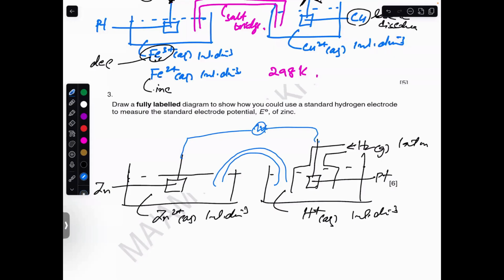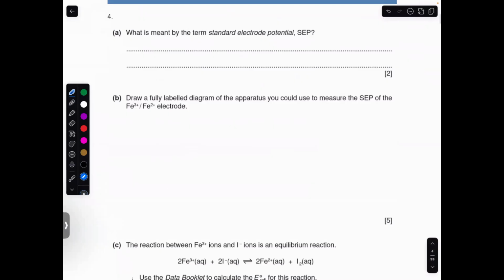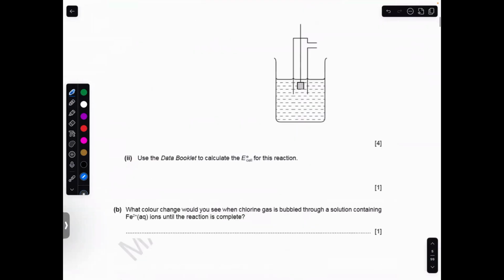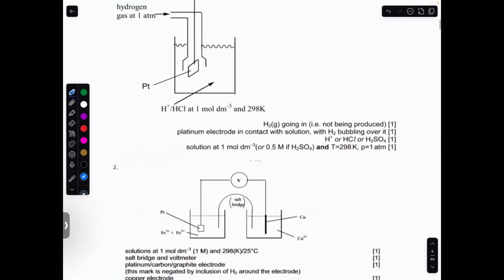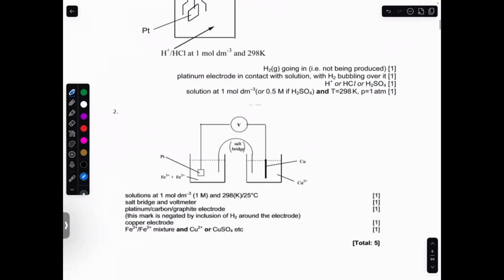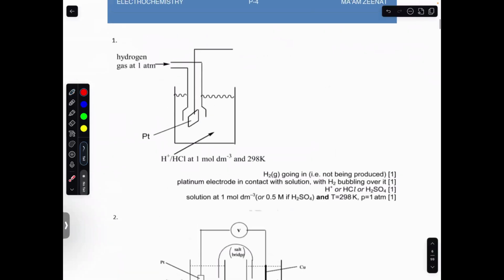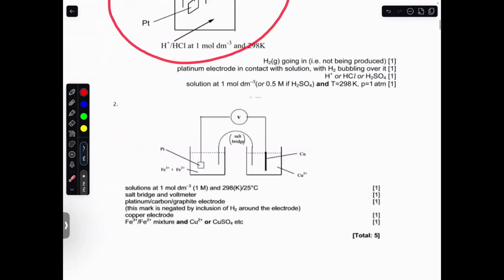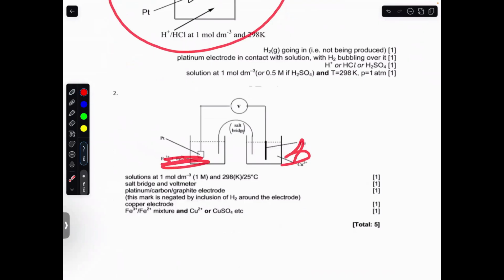Right, 298 K. And look at this, another question. Exactly the same way you need to do the practice. These are the mark scheme. See? This is the standard hydrogen electrode. This is copper, iron 3, iron 2. Look, these are the marking points. You need to write everything. Platinum or graphite electrode for the iron, but in this one, the copper itself is the electrode.